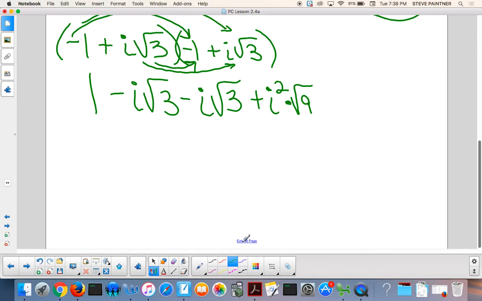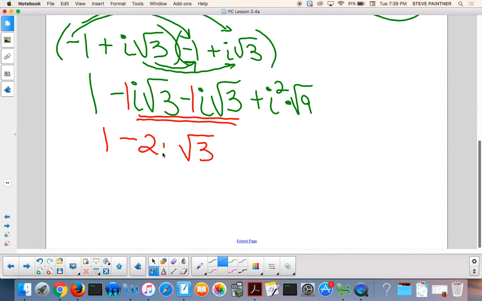Okay, be careful with this one. 1. These two, when you add them, how many square roots of 3 do you have? -i plus -i. So -1i and -1i make -2i. This is where you got to be careful. This is really just 3. This is really just -1. And you're multiplying, so it's going to be 3.